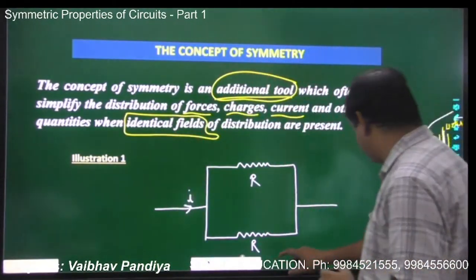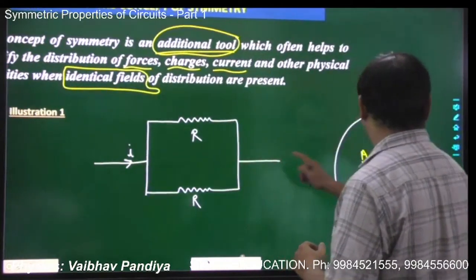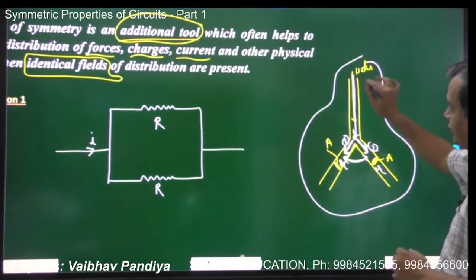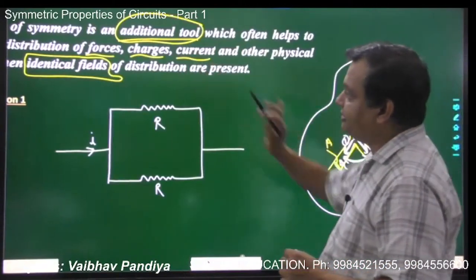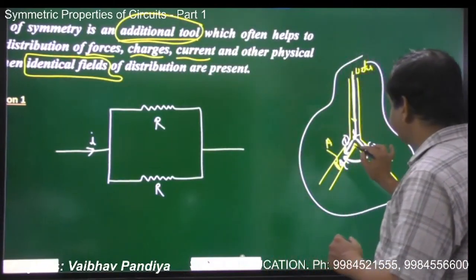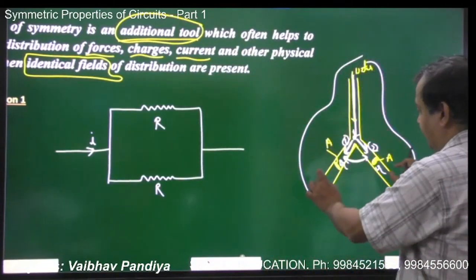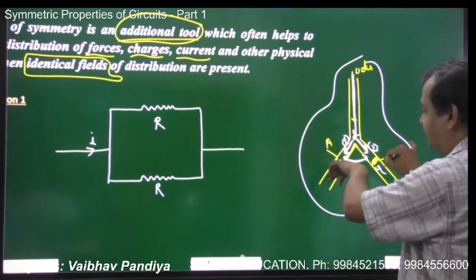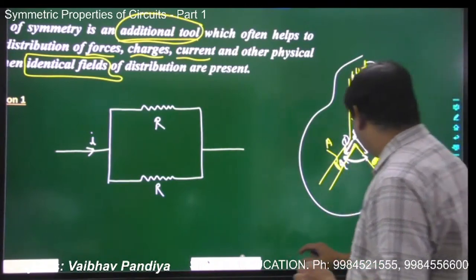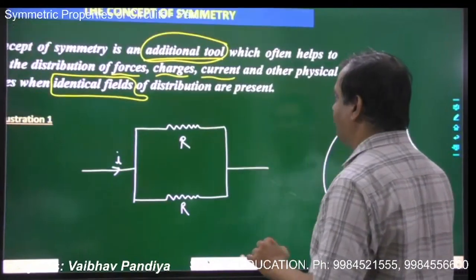Like in this present case, what was the physical quantity? The rate of flow of water. What is the meaning of identical fields? Here, there are two pipes, and the two pipes are identical in nature. So both are attracting the same rate of flow of water.